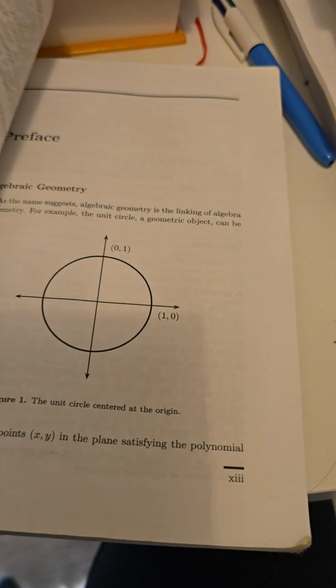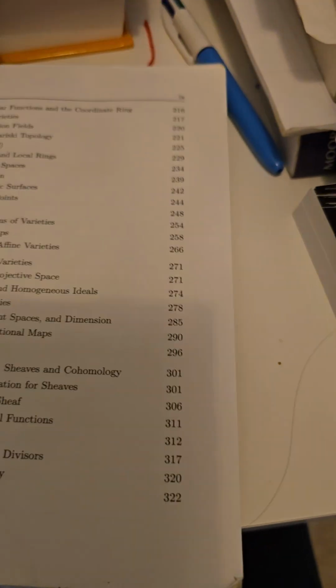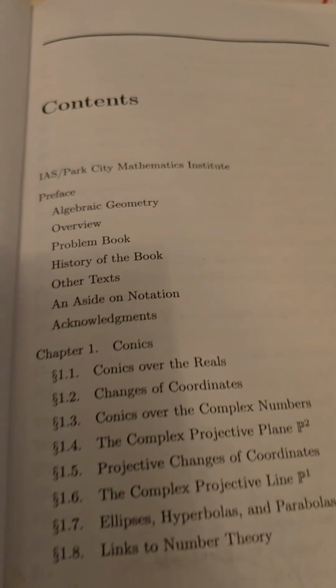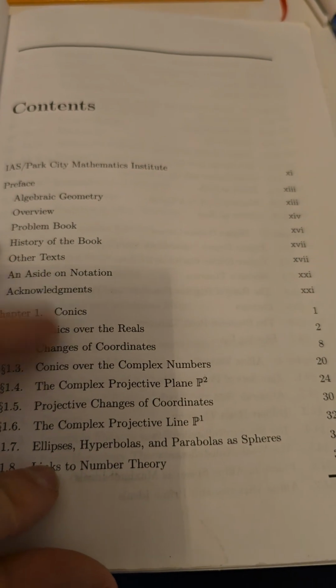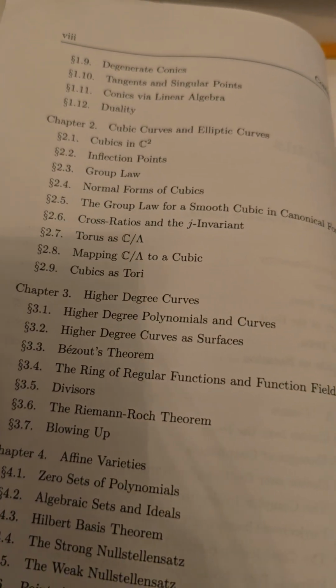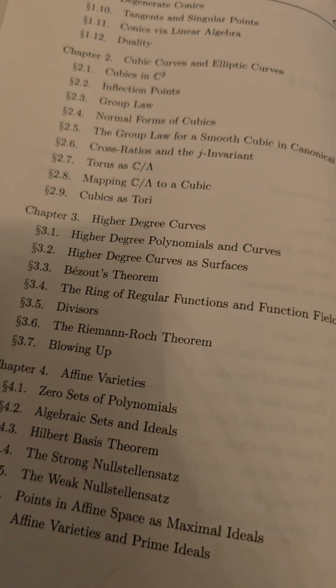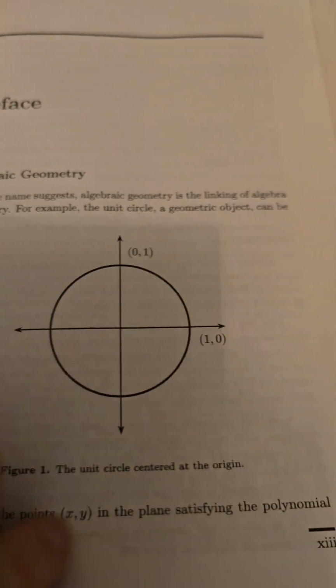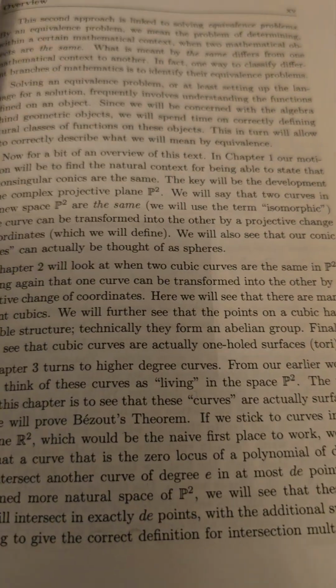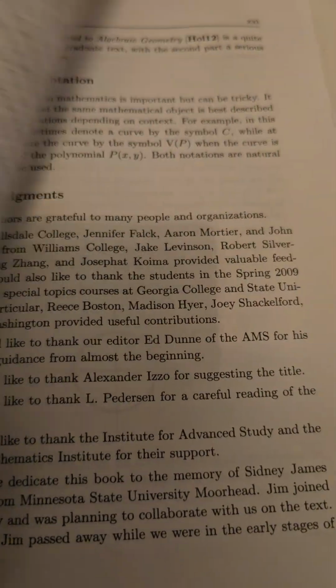And it is no theory, it only has problems, a lot of problems, starting from very simple. So the very first chapter is on conics. It starts very simple, but it does go into topology of conics and number theory. Then it does cubic equations, elliptic curves, higher degree curves, affine varieties, projective varieties, and sheaves and cohomology. So it starts very, very simple, finding intersection between a line and a circle.